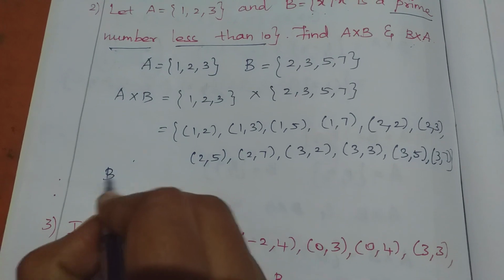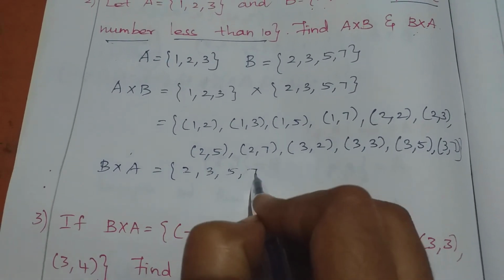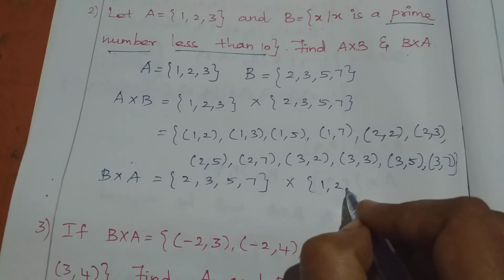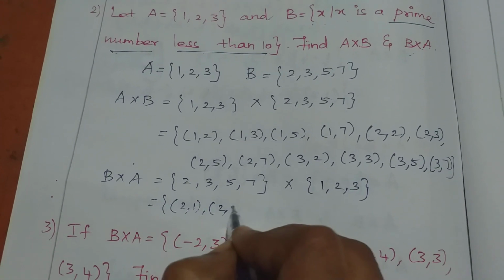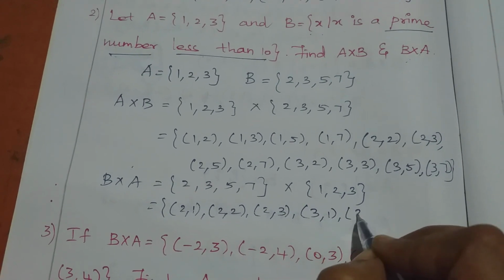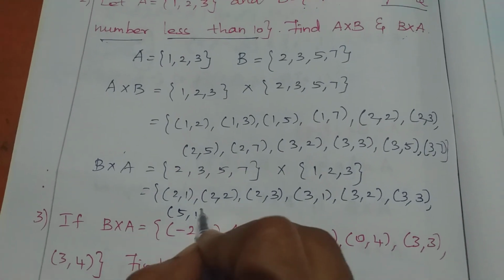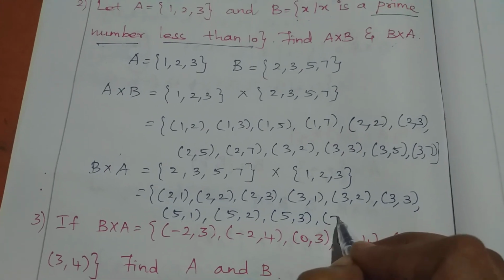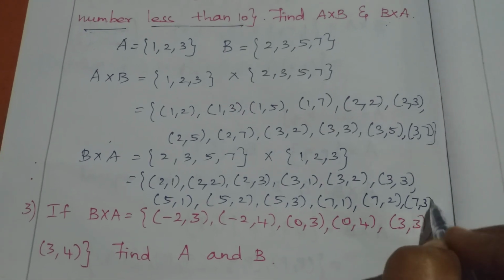B cross A. So what is the B set? {2, 3, 5, 7}, cross A. What is A? {1, 2, 3}. Now write (2, 1), (2, 2), (2, 3). Next (3, 1), (3, 2), (3, 3). Next (5, 1), (5, 2), (5, 3). Next (7, 1), (7, 2), (7, 3).